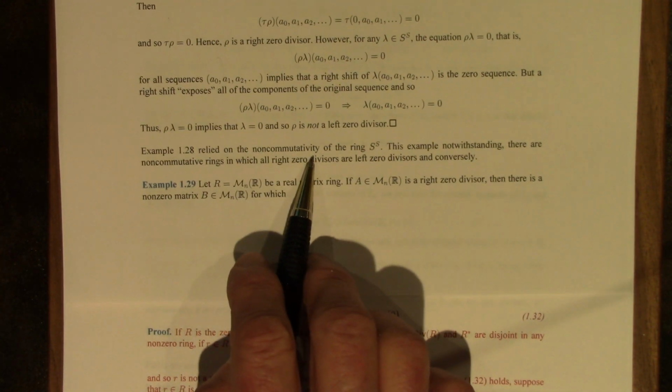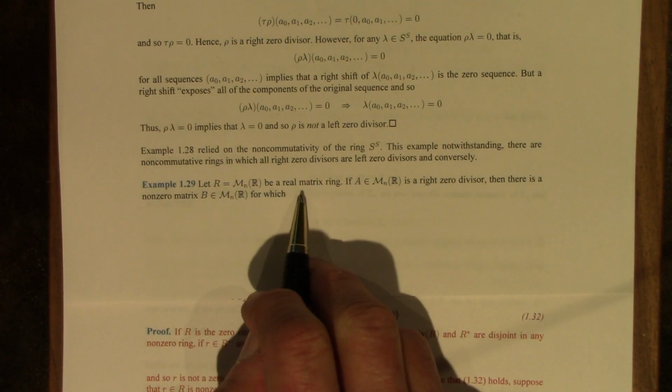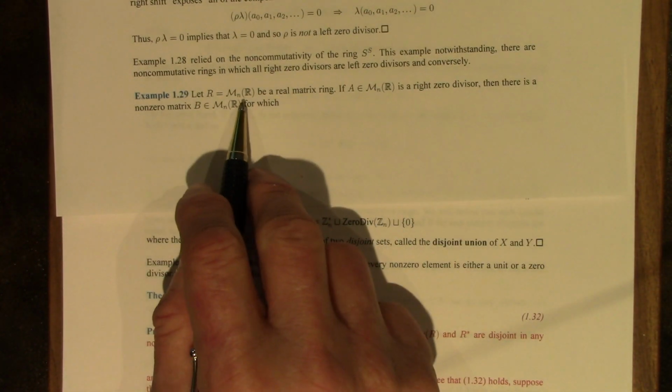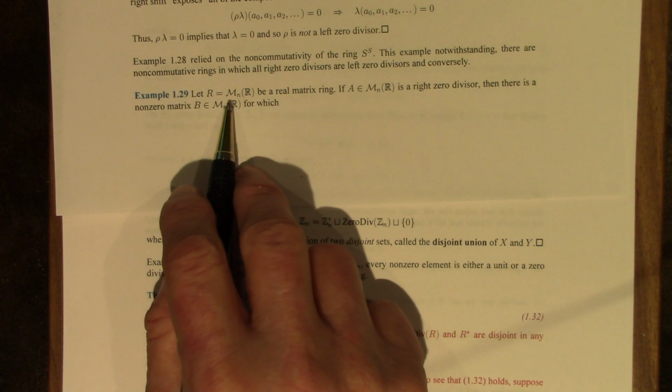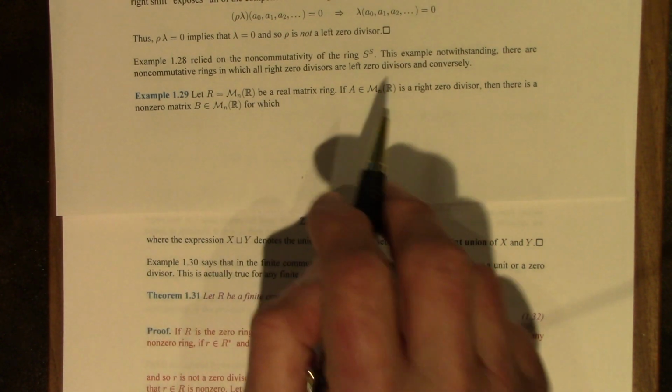This example, of course, relied on the non-commutativity of this particular ring. But the example notwithstanding, there are non-commutative rings in which all right zero divisors are left zero divisors, and conversely. And this happens in a matrix ring, for example, Mn of R. So this is a real matrix ring.